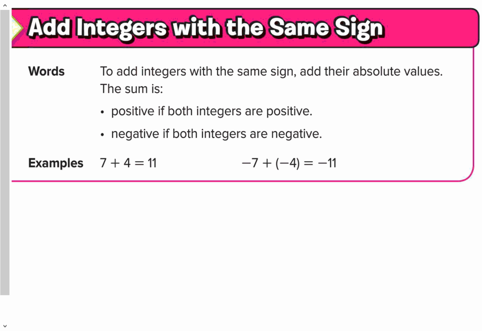Add integers with the same sign. To add integers with the same sign, add their absolute values. The sum is positive if both integers are positive, negative if both integers are negative.